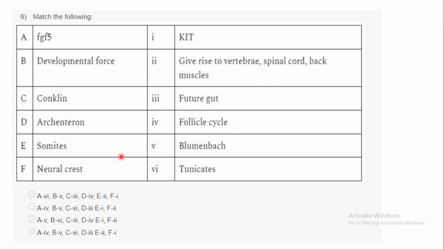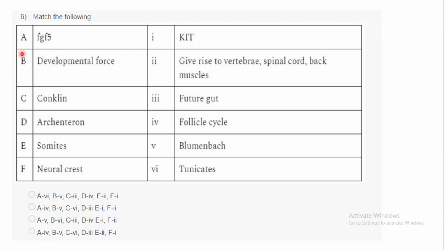Question number 6 is a match the following with column A and the Roman numeral column. So guys, you have to carefully match the correct options. Option A, FGF5; B, developmental force; C, Conklin; and in D panel, we have Archenteron, somites, and neural crest. On the right, you have to match the following: Kit gives rise to vertebrae, spinal cord, back muscles, future gut, follicle cycle, or Blumenbach, tunicates.